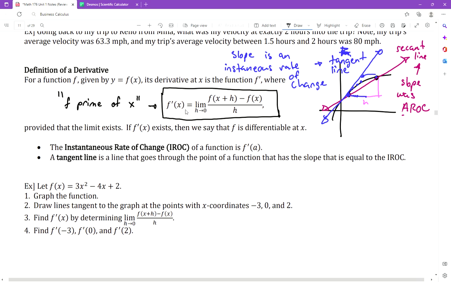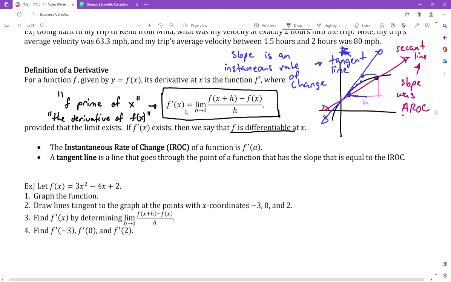Okay, so that is the derivative of f of x. That's how we say it. It's based on this definition. If the limit exists, we have a derivative; if the limit doesn't exist, then we wouldn't have a derivative. If it exists, we also say f is differentiable at x. That means we can do a derivative.